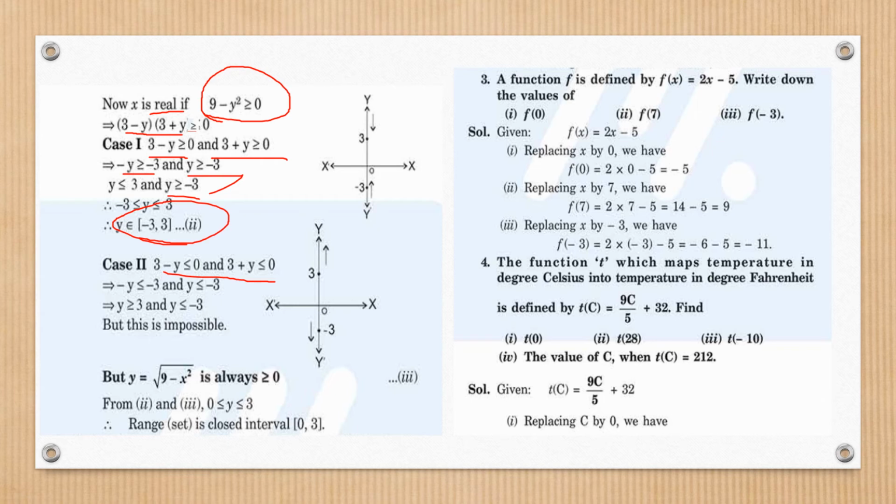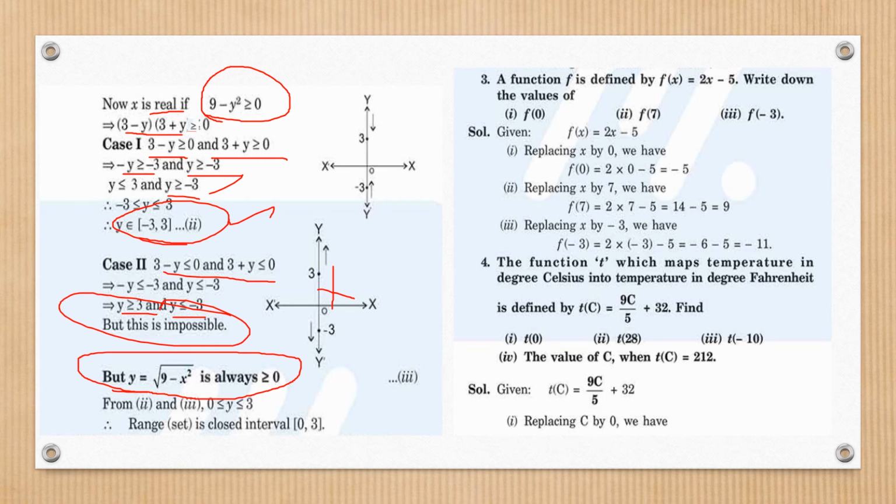Again, this is how it is represented on the y-axis, right? These values of y satisfy this condition. Case number 2 again gives you y greater than or equal to 3 and less than or equal to minus 3, so no common value, right? So this case is impossible. But now see, here lies the main logic. What is that logic? That y, as per the first part, is always positive, right?